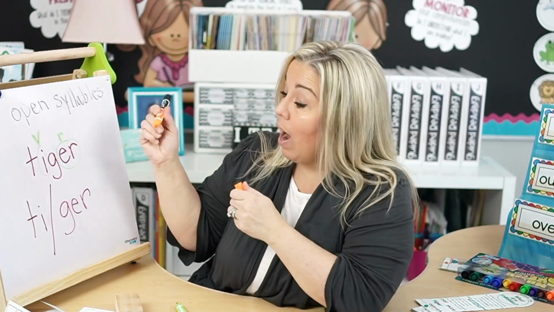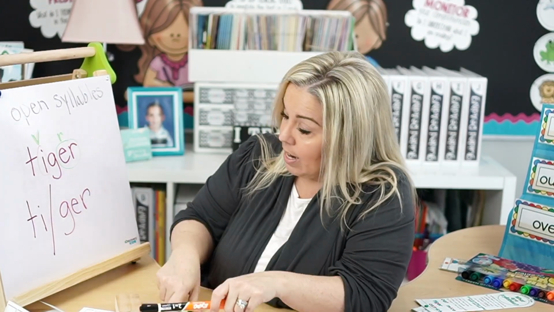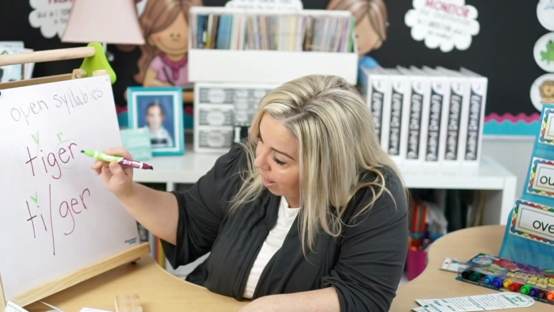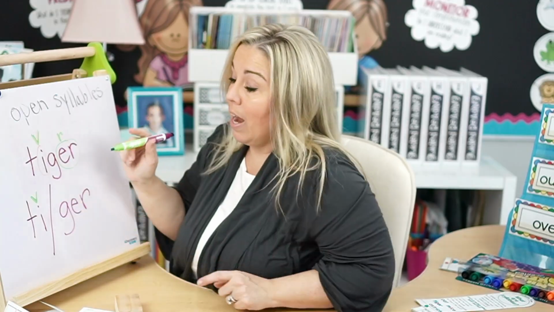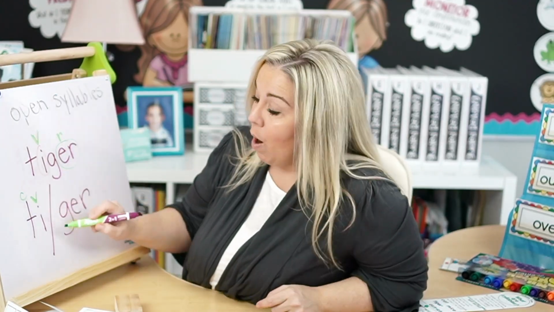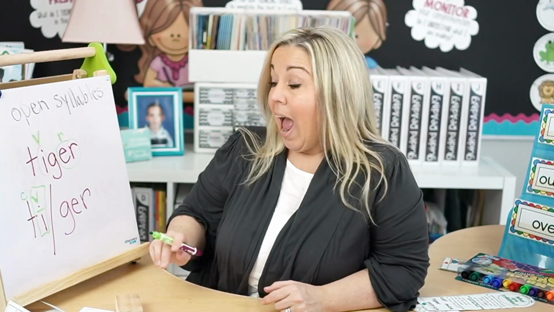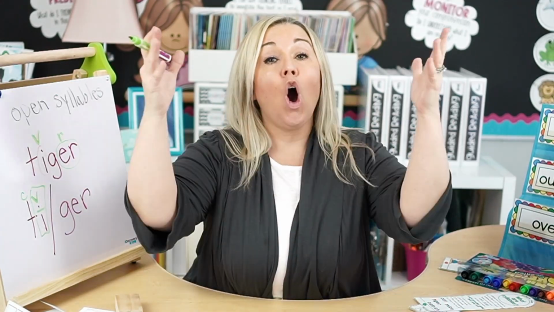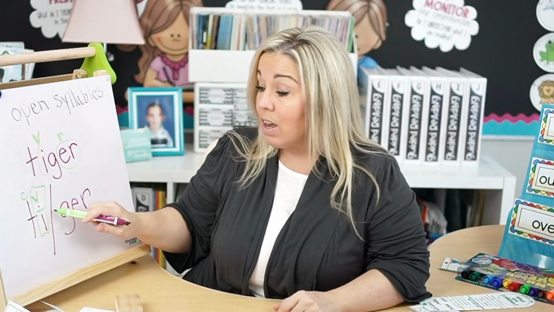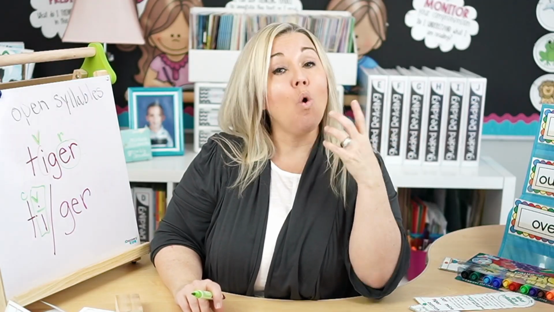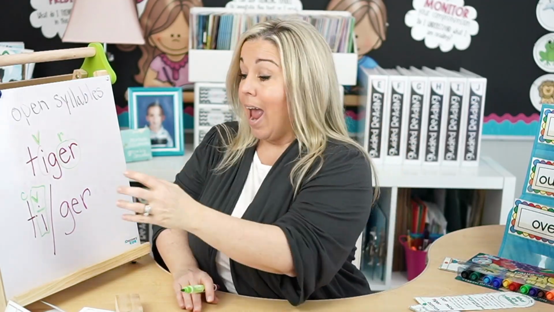Well, we have a long I. So this is a vowel, and it's a long vowel sound. So it's consonant, vowel, and this vowel sound is long. And we call this an open syllable because are there any consonants after it? Tie, tie, tie. There's no consonants after it.